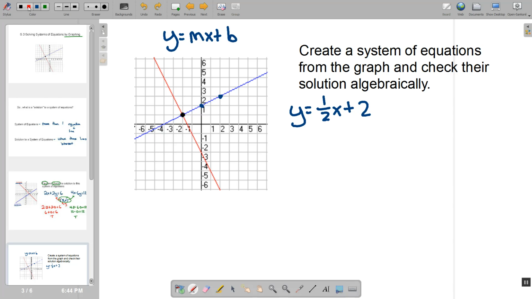Now the red line, our b value is right here, which is -3. And there's another point there. And from these 2 points, we're going to go down 2 and over 1.